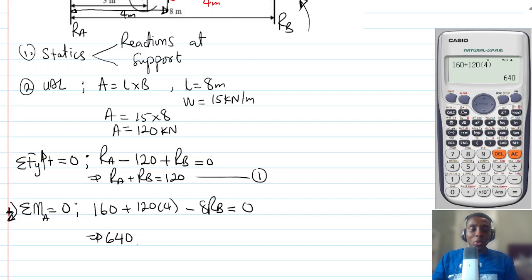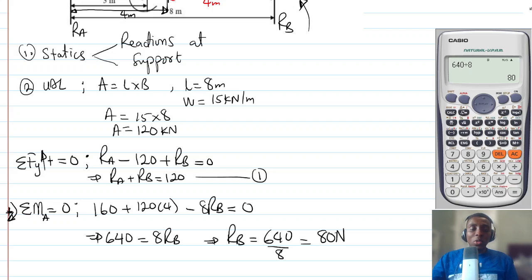So that is when you do everything, it should be equal to 8 RB. In other words, you can say that RB is 640 divided by 8. And what is 640 divided by 8? Essentially, 640 divided by 8 is nothing but 80. It means that RB is 80 newtons.